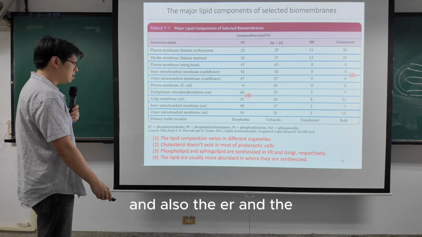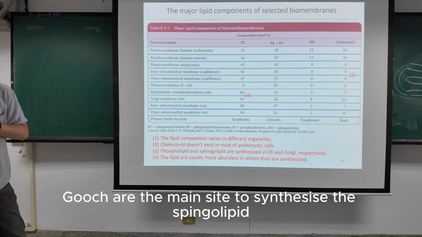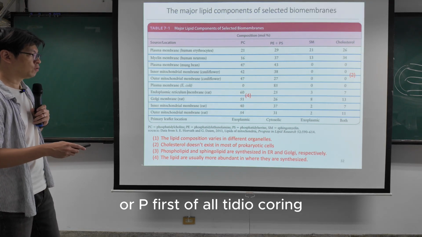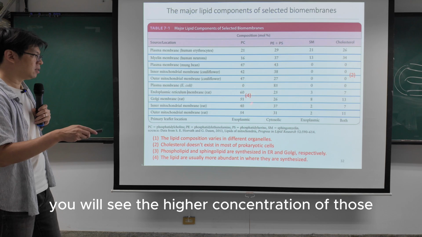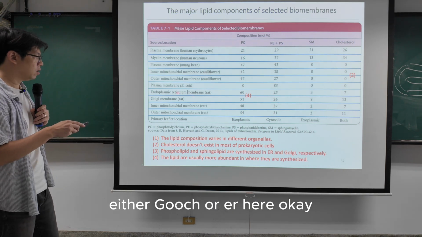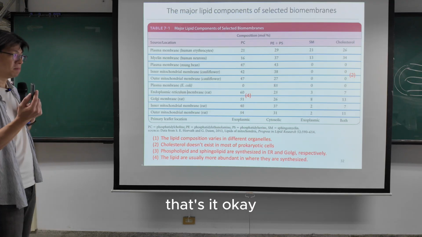Also, the ER and the Golgi are the main sites to synthesize sphingolipid and phosphatidylcholine. So that is why you will see a higher concentration of PC, PE, or PS in the Golgi or ER here. Okay, that's it.